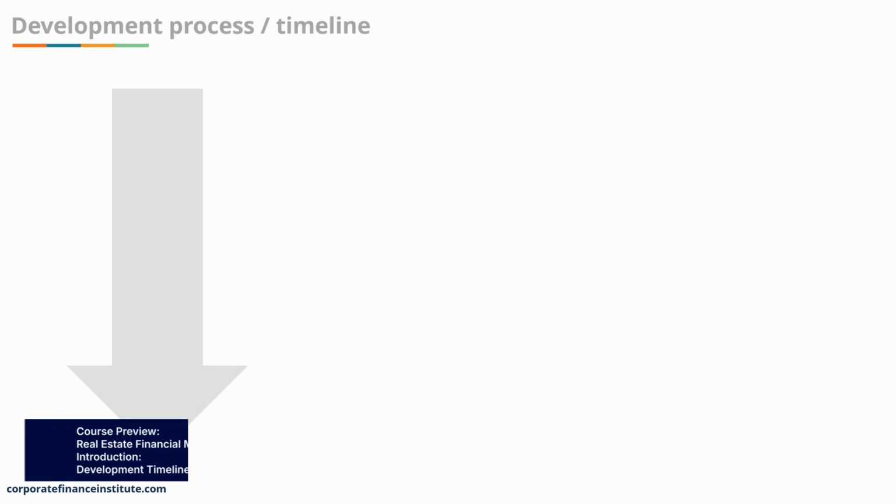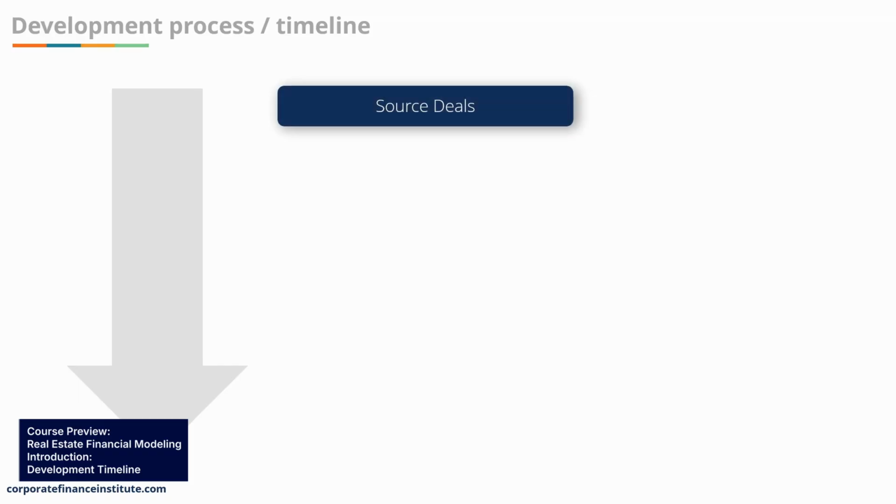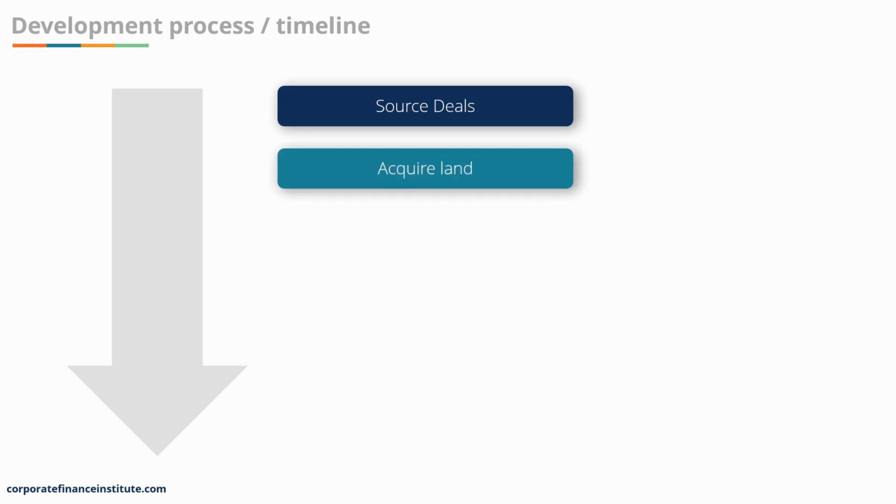Let's look at an example timeline for a development project. Typically, teams start by sourcing deals. That means looking for opportunities, examining pieces of land that could be good sites to actually build these projects on. This could take a long time, and there could be many deals that are looked at until the most attractive or the optimal one comes along. Once that happens, then the development team can acquire the land.